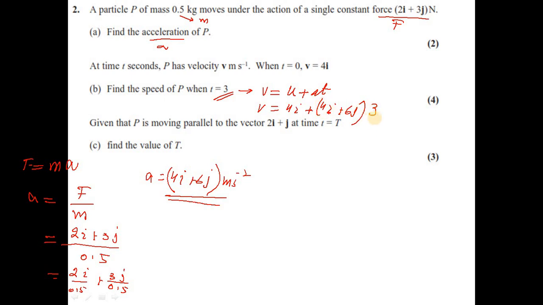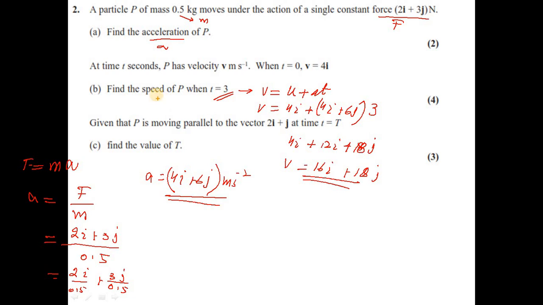So if you multiply this 3 with the bracket, you have 4i plus 12i plus 18j. Then v is equal to, you can take i common, so 4i plus 12i is 16i, plus 18j. This is the velocity of the particle.